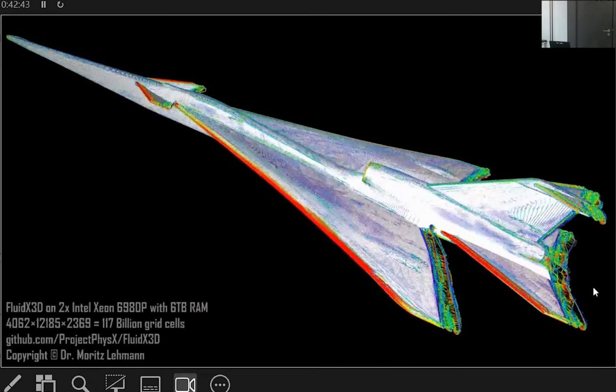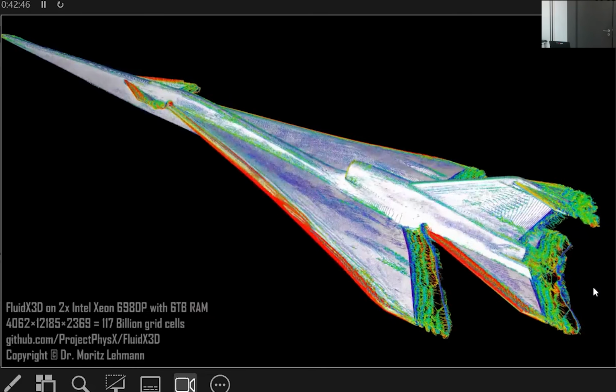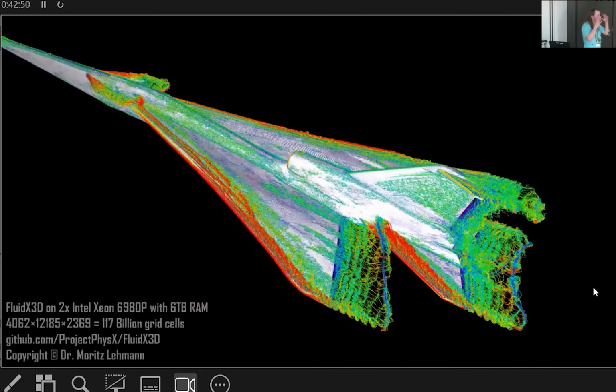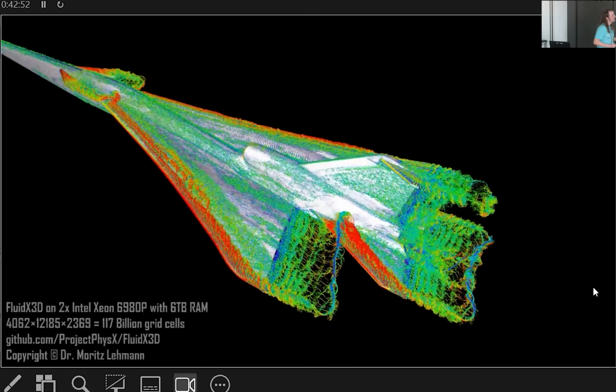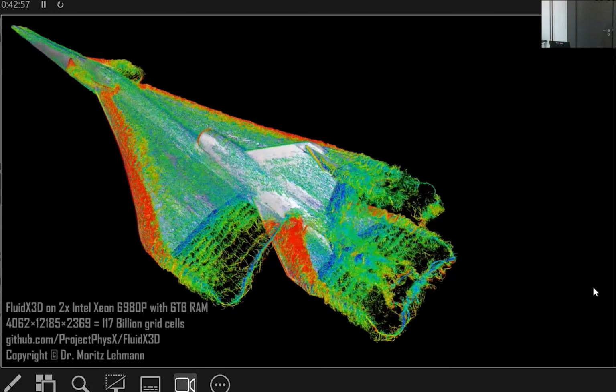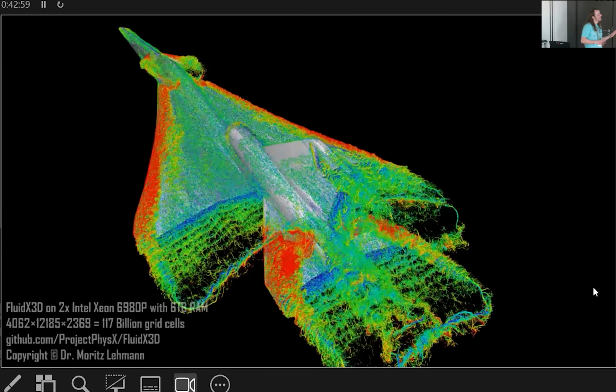And the grid cells are 3 millimeters in size, and the plane is like 50 meters long. So the resolution is just eye-wateringly tiny. And the detail that you get here in the boundary structures is really fantastic.